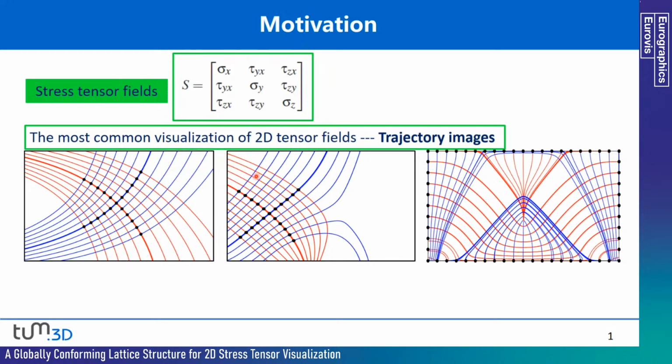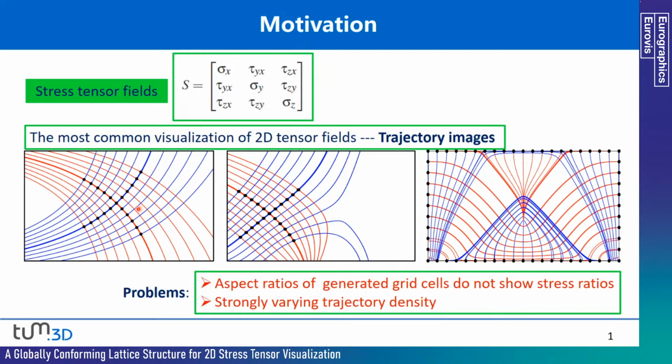Taking the trajectory images as an example, which is the most common visualization of 2D tensor fields, the red and blue lines are the major and minor principal stress lines, which are traced from the so-called seeds. Even though this visualization can also provide a global view on the stress distribution, it has weakness if seeds are not selected carefully. As shown here, the resulting grid structure usually does not convey the local stress state, and such visualization can result in abnormal distribution of trajectory density, which would mislead the interpretation of stress concentration.